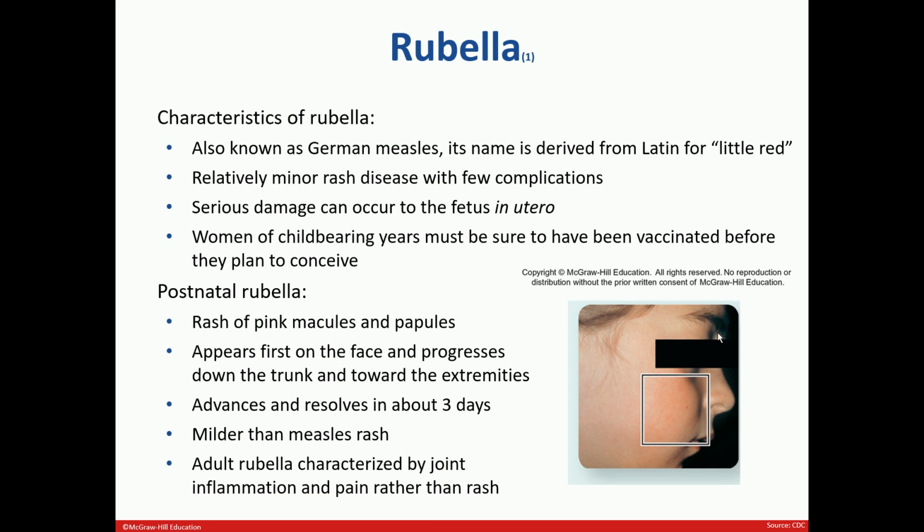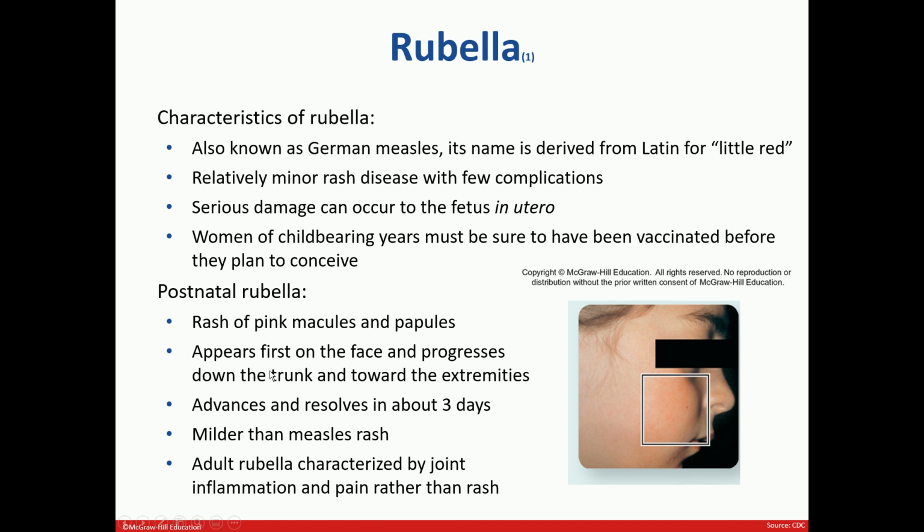Okay, next disease we are going to talk about is rubella. Rubella is also called German measles. This disease involves a minor rash with few complications, but it can cause serious damage to the fetus. So women who are of childbearing age must be vaccinated. And postnatal rubella, if somebody gets it after the fetal stage.